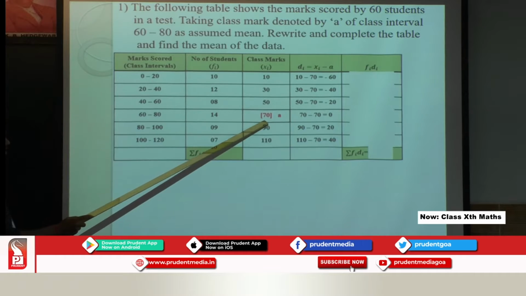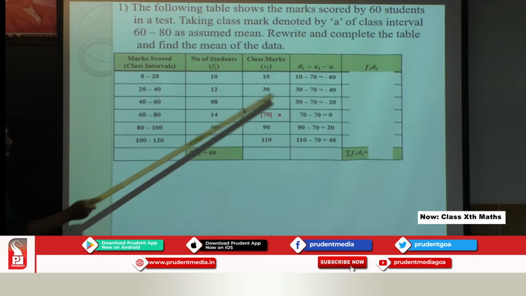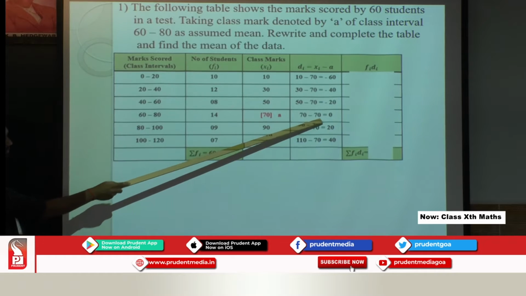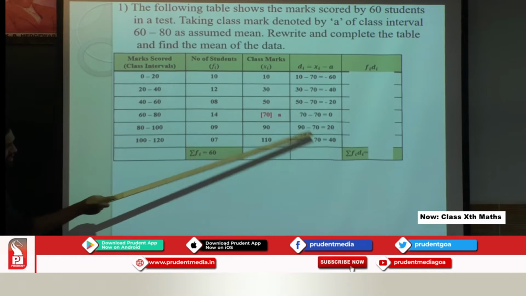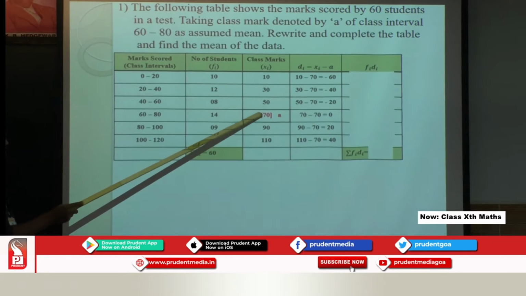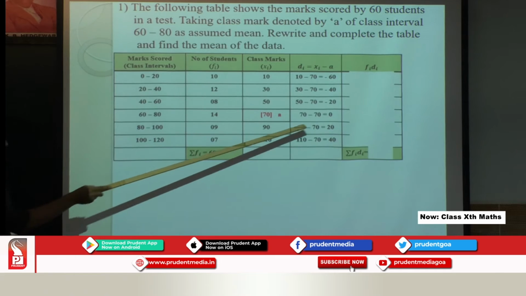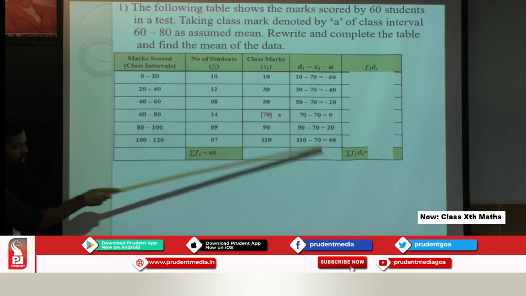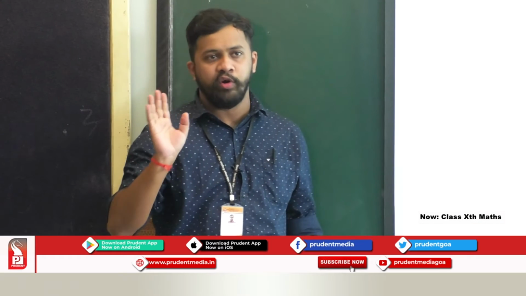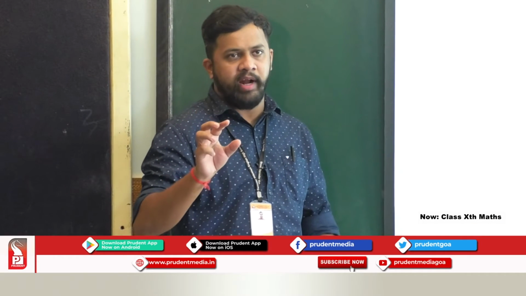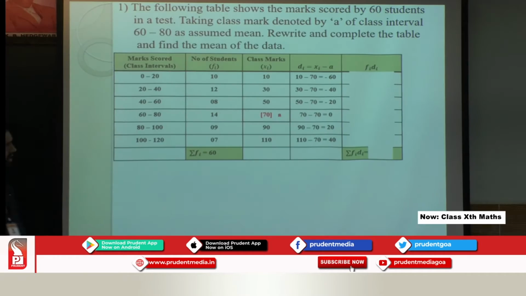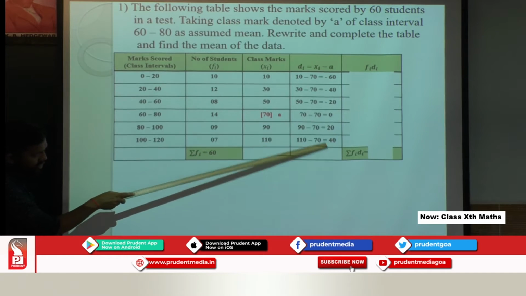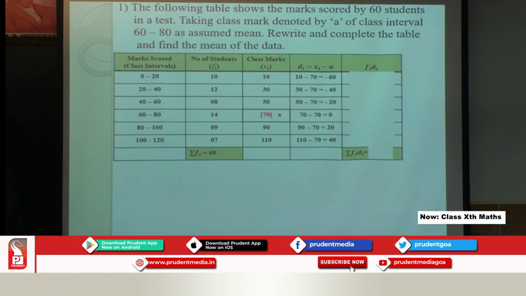And now we come to this point, where xi is 70 and assume mean is also 70. 70 minus 70, 0. Then 90 minus 70, 20. 110 minus 70, 40. Above 0, you will have negative numbers. Below 0, you will have positive numbers. This is a hint for you. Because if you make a mistake in subtraction and forget to put the minus sign, remember that above 0, they are all negative numbers. And below 0, we have positive numbers.